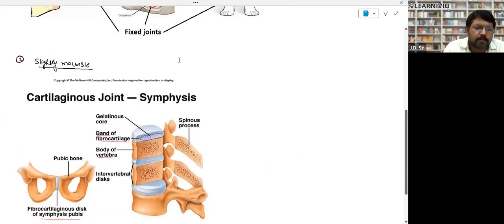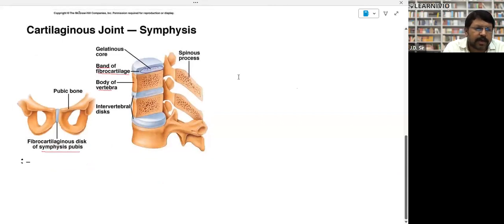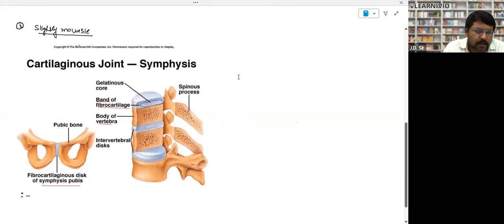The second one is the slightly movable joint. Hardly any question has come from this part, but they can ask. They are basically called cartilaginous joints. There is a very slight movement. In the last class we discussed that our big backbone is made up of small bones, right? There are 33 small bones which make up our back. Between those small bones there is a cushion-like structure made up of cartilage, with a fibrocartilage part in between. So this works like a cushion, right?